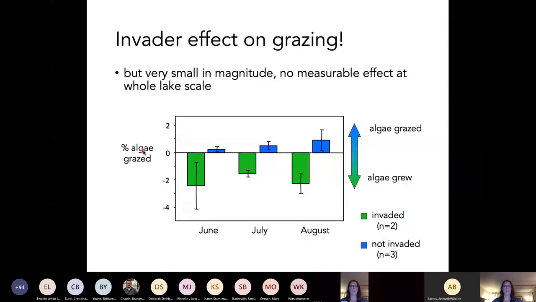This axis is a little wonky, so it's percent algae grazed. Essentially, if you're above the line, it means that algae were grazed down. If you're below the line, it means that there was algal growth. And we find that in the invaded lakes, there was a significant growth of algae through the course of the summer in a small number of lakes that we were able to do the experiment in. But as you are probably noticing, that percent algae grazed, 2% to maybe 4% of chlorophyll in a low productivity lake, is very, very small. That's just a very small effect. And so this also didn't translate to effects at the whole lake scale. It was interesting, but not really biologically meaningful.